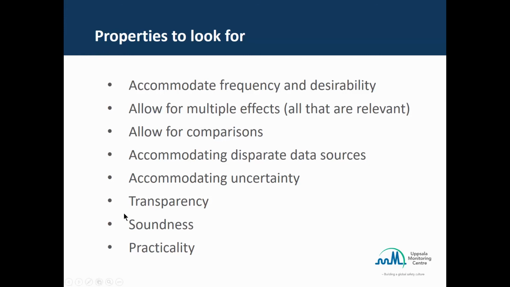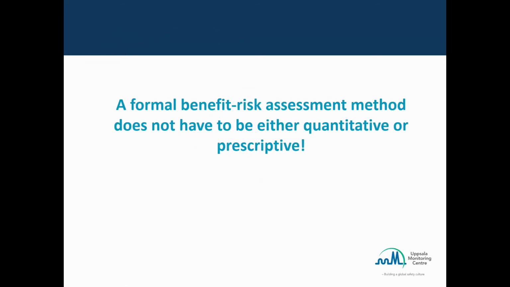Further down we have transparency, meaning that it is reasonably easy to see what the method is doing. We have soundness, meaning that the method will produce results that are coherent with the inputs. And finally, practicality means that the method is actually a feasible tool for the intended user.